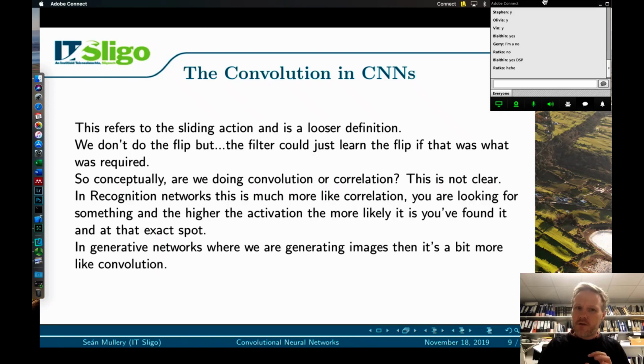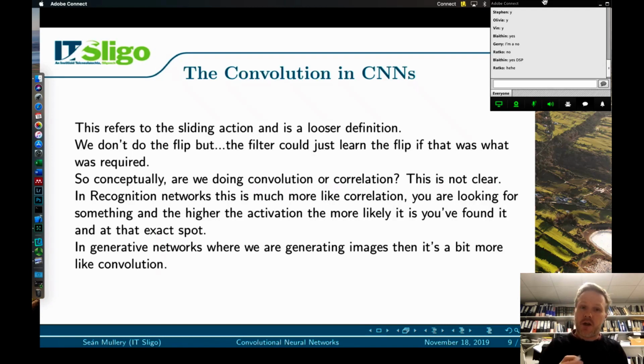We don't do the flip, but importantly, we learn the filter weights. Now, if we're learning the filter weights, then if the flip should have occurred, in other words, if it's definitely doing a convolution, there's nothing to stop it from just learning the flip into the weights. So it just learns the weights in the opposite direction than it would have done otherwise. So we can't guarantee that the flip is not occurring, that it's not just learning it in. The filter could just learn the flip if that's what was required.